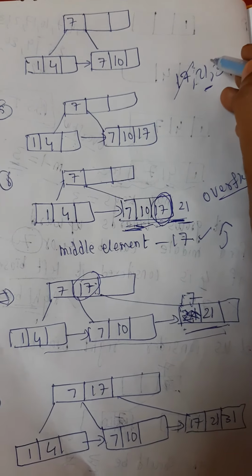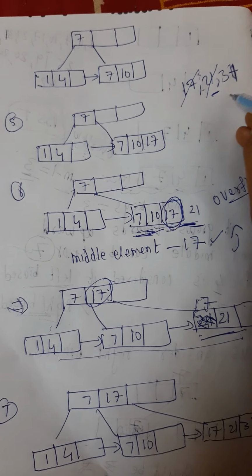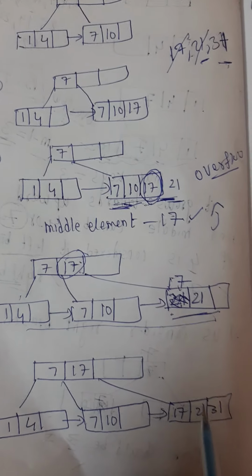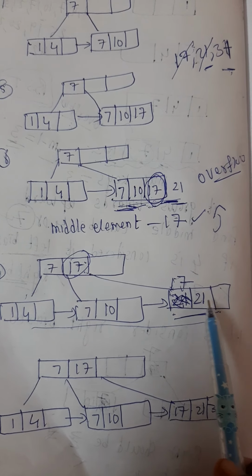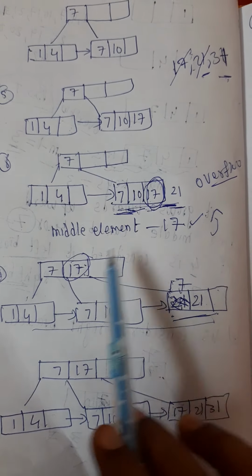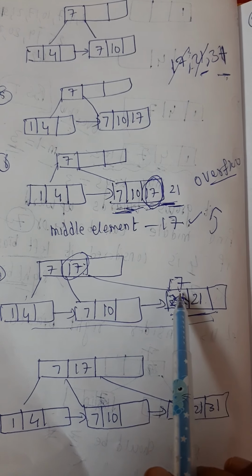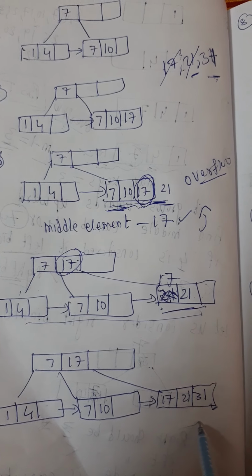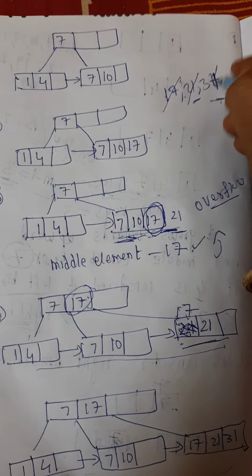So that is 21. Now what is the next one you have? 31. So 31 should be greater than 17, so it will come to the right. So 31. So 17, 21, 31 we have done.